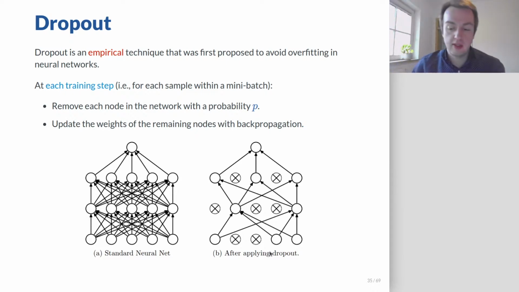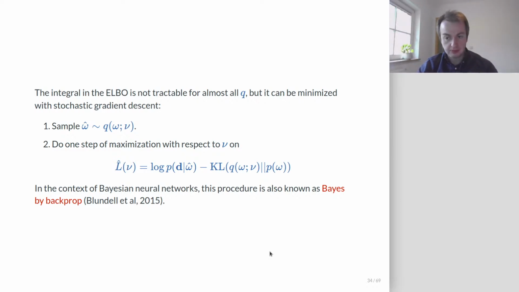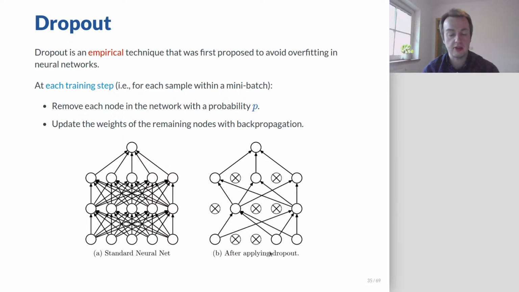Maybe you would find this a bit complicated and obscure. There is actually another way to approximate the posterior predictive distribution, given by another procedure which is known as dropout. Dropout is actually quite interesting because at first it was proposed for quite a different objective. It's an empirical technique that was originally designed to avoid overfitting in neural networks. The idea was quite simple: at each training step, for each sample in a mini batch, the procedure was about removing each node in the network with some probability p, and then updating the weights of the remaining nodes by backpropagation as usual.